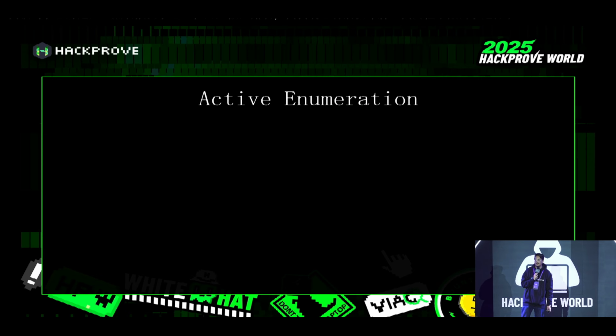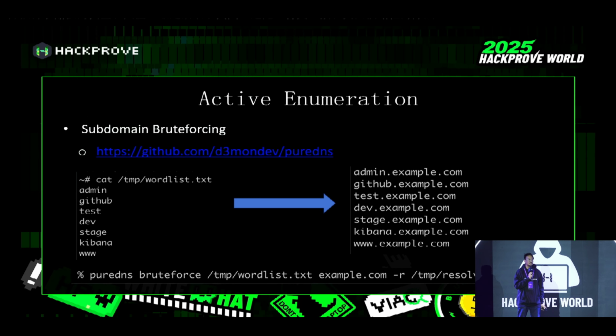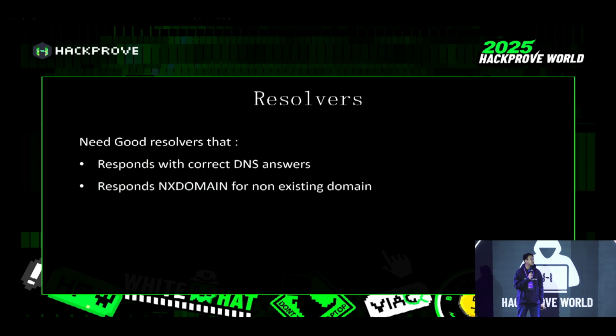So moving towards active enumeration, it's a more direct and aggressive approach to subdomain enumeration. It interacts directly with the client's DNS infrastructure. Subdomain brute forcing is quite simple. We start with a word list and then create a list of potential subdomains, then brute force it. Using some tool like PureDNS, we need a word list and a list of resolvers.